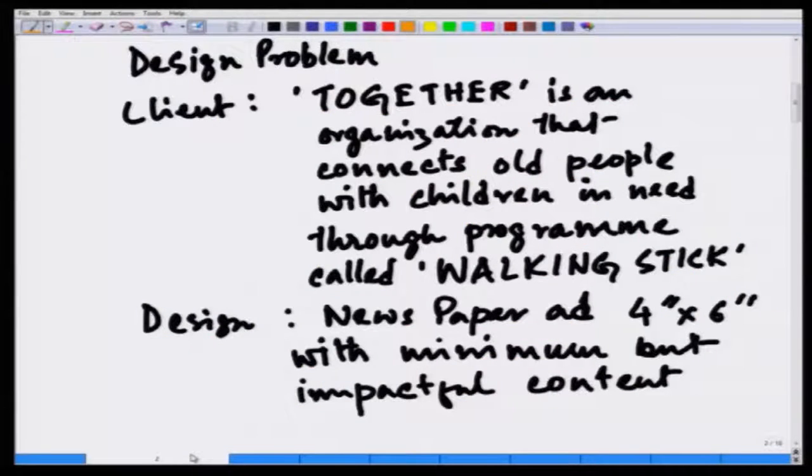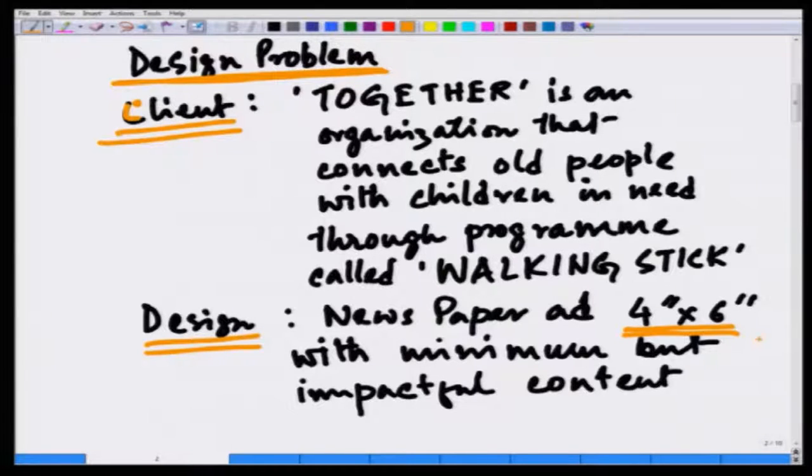Now let's take up one design problem as an example. For us, this is the present design problem. Assume there's a client who is working on a design, a newspaper ad of 4-inch by 6-inch size, a printed text with minimum but impactful content. The person for whom we are designing may not be the client. For whom we are designing is a different user group, and the client is the person who is assigning this design to us. So we should also know where all these people stand in the process of design.